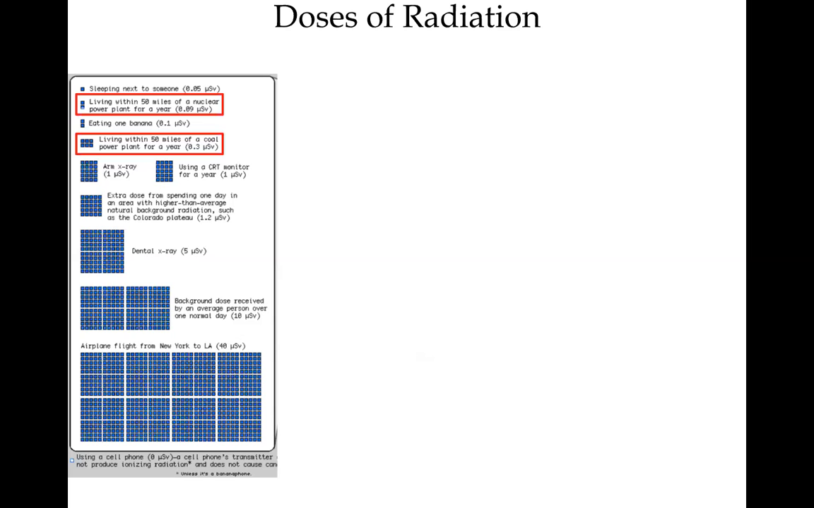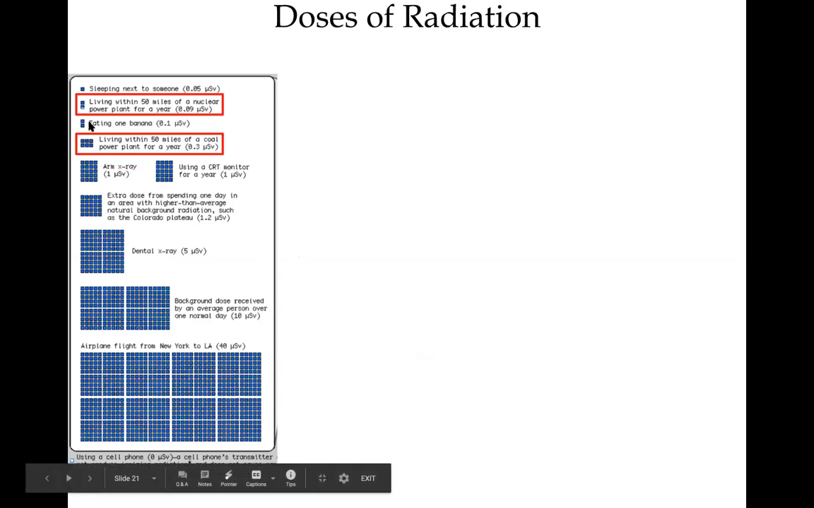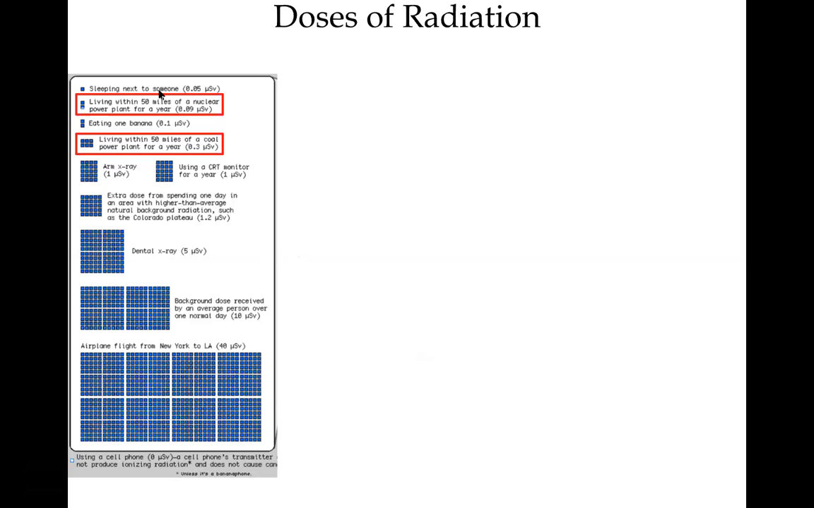What is the difference between rems and sieverts? I thought it was 1-to-1, but I could be wrong. No, 1 sievert is 100 rem. Okay, so 100 rem in 1 sievert. So sleeping next to someone is going to give you 0.05 microsieverts. And so that's going to be depicted by this 1 blue square. Okay.